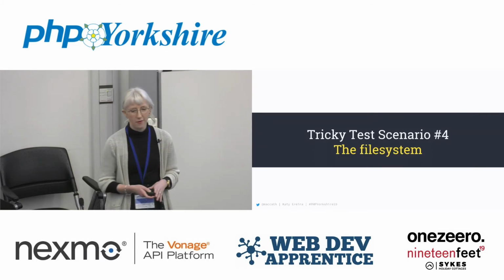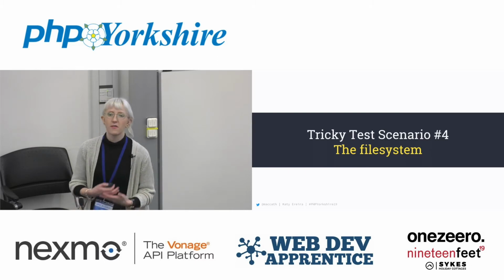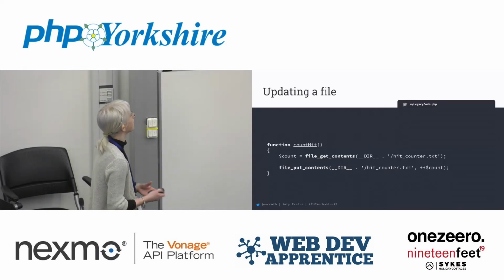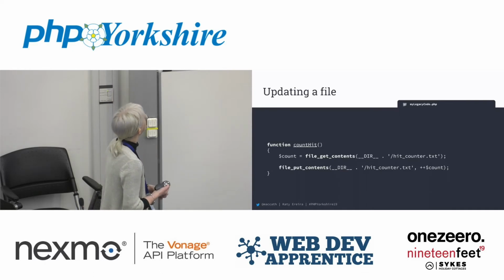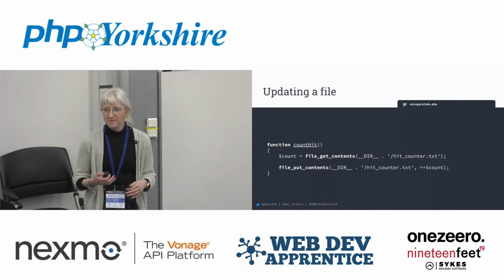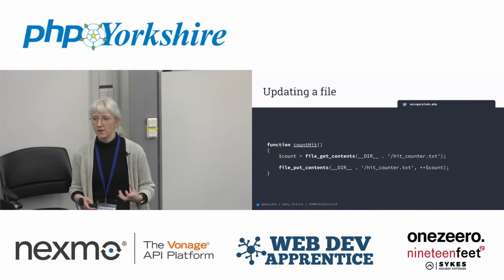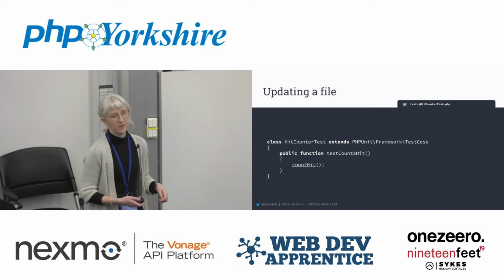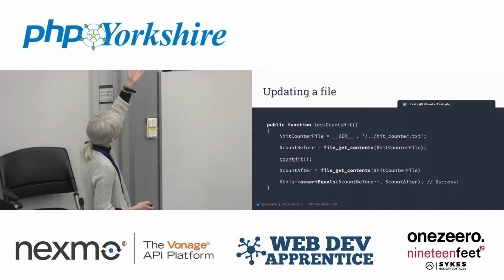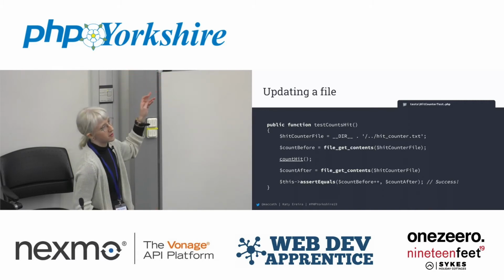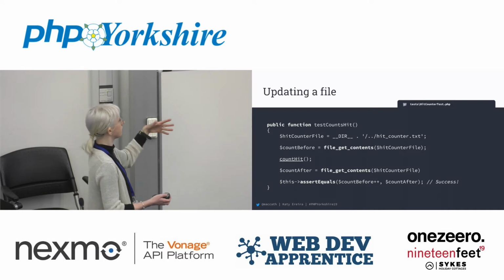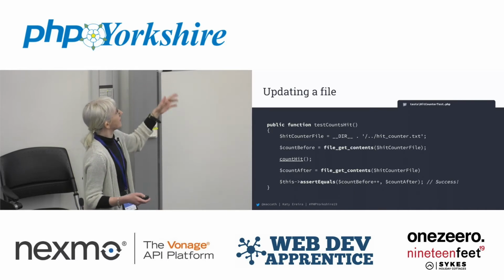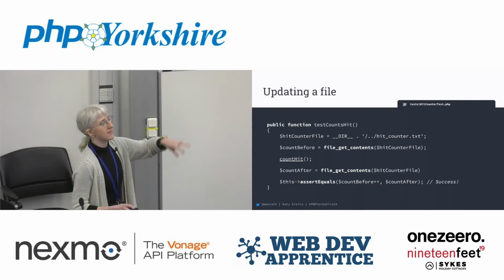Take a tricky test scenario number 4: the file system. Have you ever been in a situation where you need to test a function that modifies files on the system? Sort of like when you're trying to make a hit counter, because you're in the 90s. So we've got a function that counts a hit, so that when this function is run, it gets a text file and it increments the text in that file. We're going to test it, and when we run count hit, that's fine. We get our hit counter file, we look at its contents, we save that as the count prior to the hit count being called, and we get the contents again afterwards. And then we assert that the new value is now the previous value plus 1.